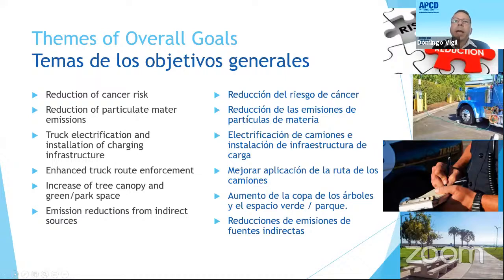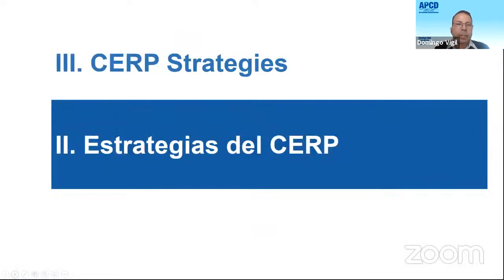The CERP includes aspirational goals intended to guide the community members, businesses, organizations, and government agencies partnering in the implementation of the CERP to support health and environmental justice in the portside community. The overall goals identify the direction in which the community wants to go to achieve emission reductions beyond regulatory requirements. Now let's go over the CERP strategies. Next slide, please.